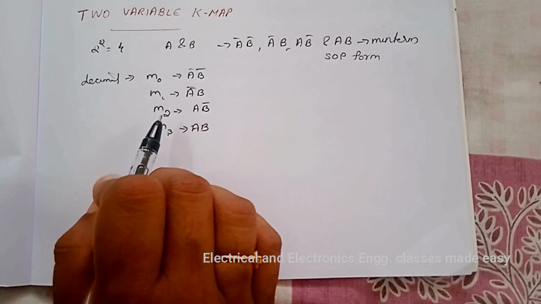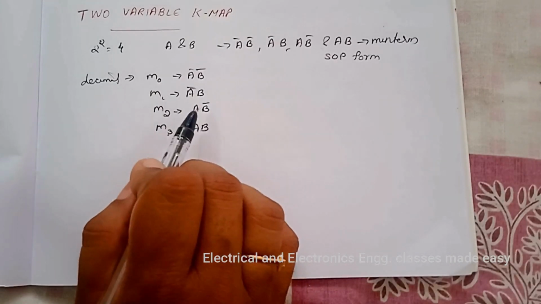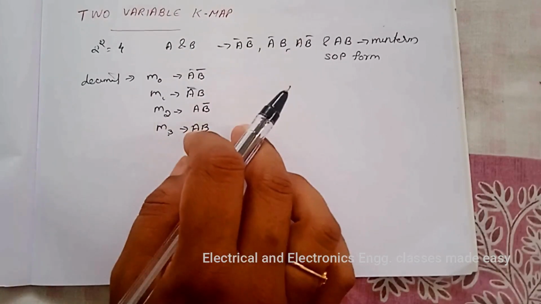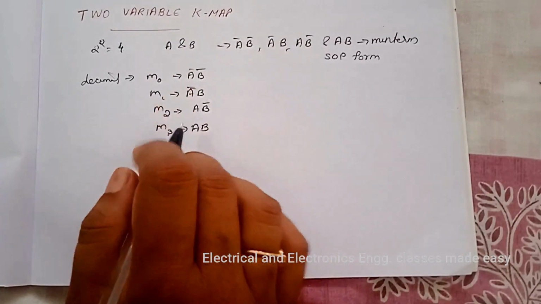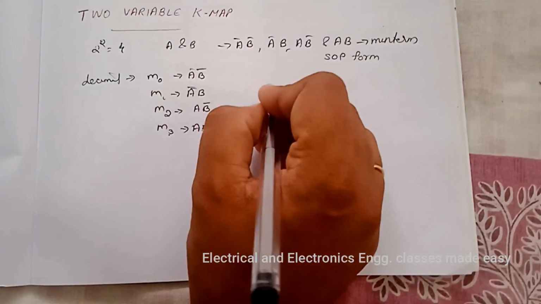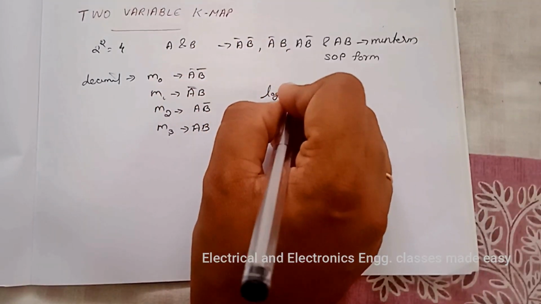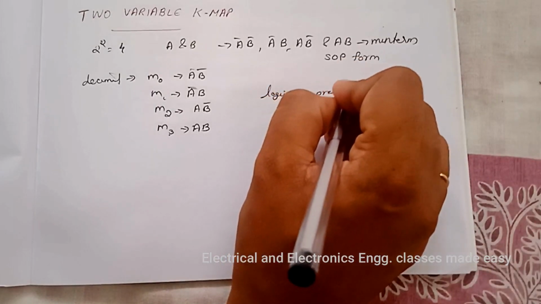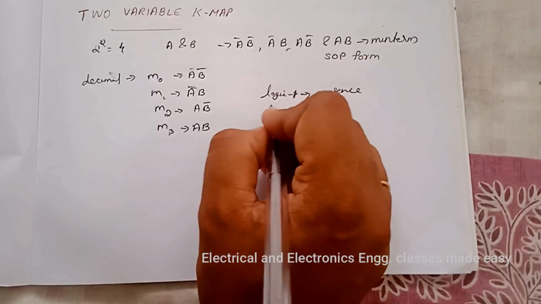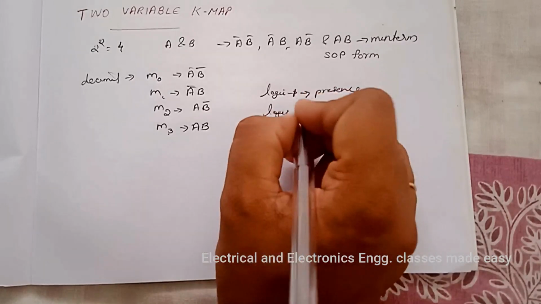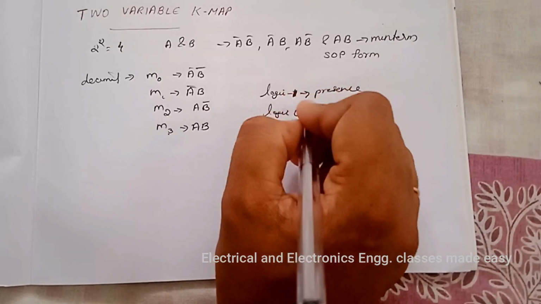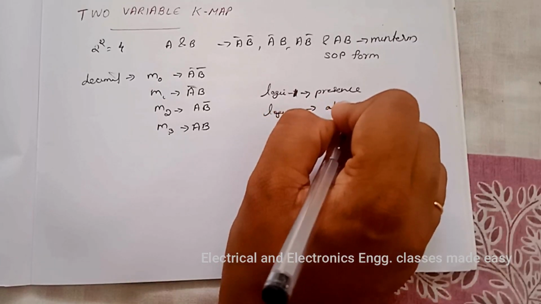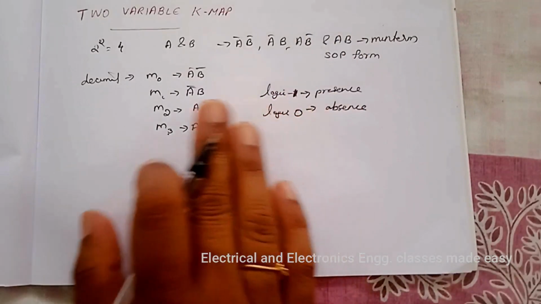The presence or absence of a minterm in the expression indicates that the output of the logic circuit assumes a logic 1. Logic 1 represents presence of the minterm and logic 0 represents the absence of minterm in the expression.